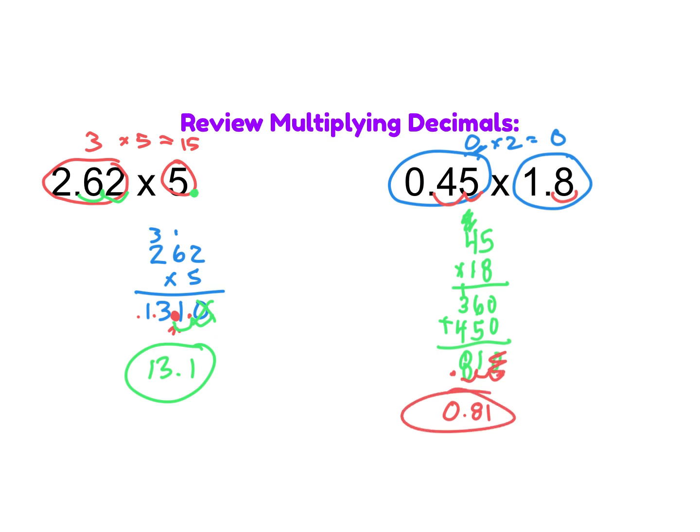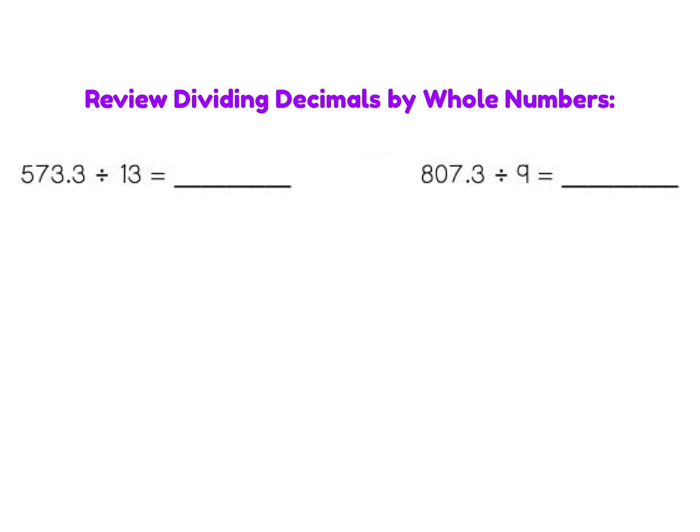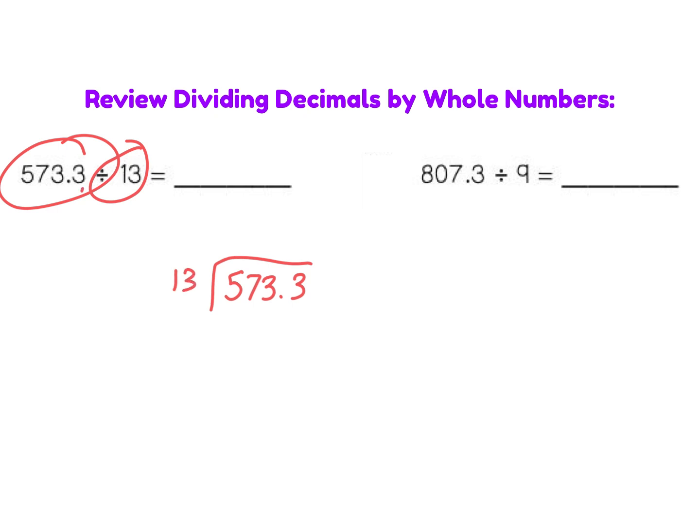Moving on to division. Okay, when I divide, I'm going to take this first number, 573.3, and I'm going to put it inside the box. And I'm going to take this second number and I'm going to put it outside the box, okay? This is the dividend, this is the divisor. So next thing is if I have a whole number on the outside of my box, I can go ahead and start.